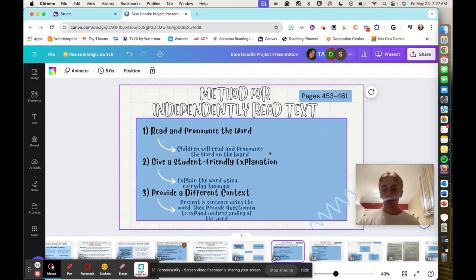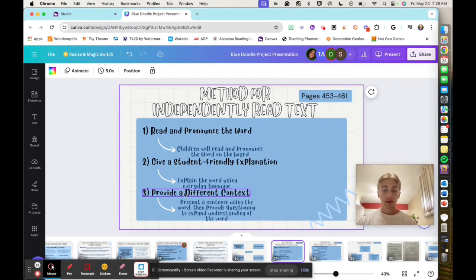So the way this will first start out is children will read and pronounce the word on the board. So they'll say, let's sound the word together, coordinate. Ask, what is the word? Coordinate. So they'll say it back to me, and then you'll give a student-friendly explanation. The most important part is giving language that they know. And so whether that be, say, when you coordinate a plan, you match it up with someone else's, to provide, I guess, an example that they would know, that they would understand.